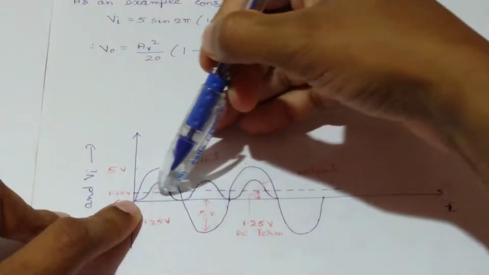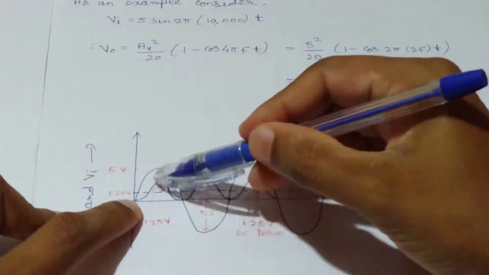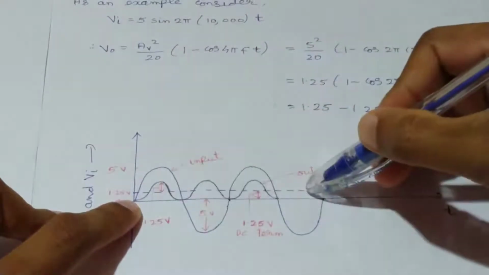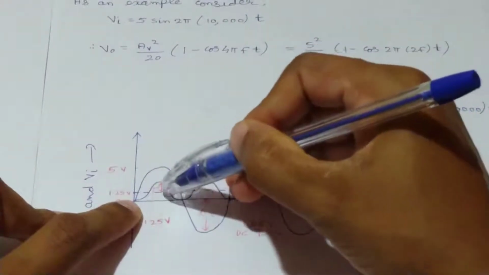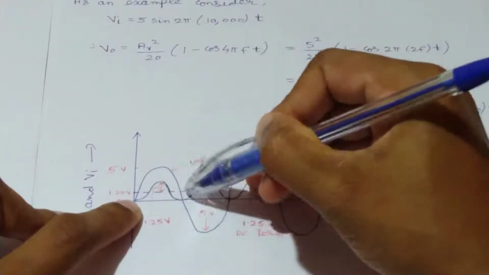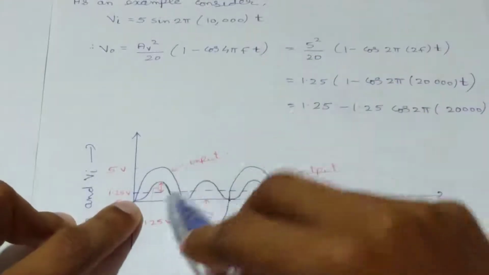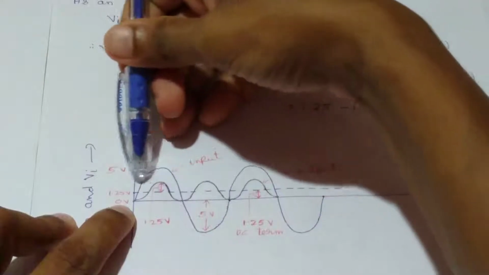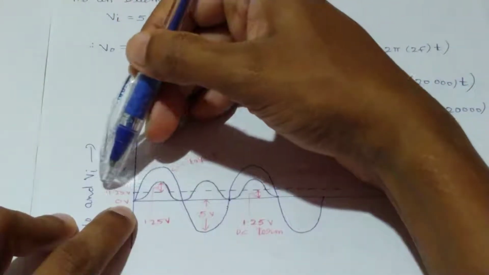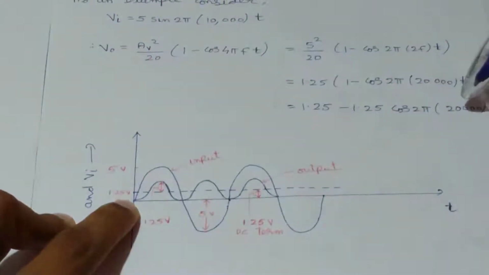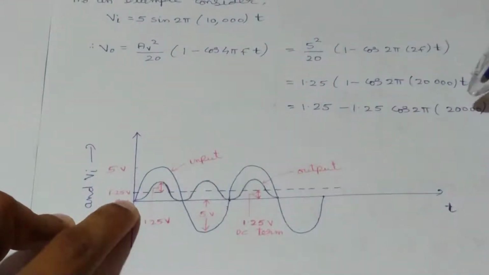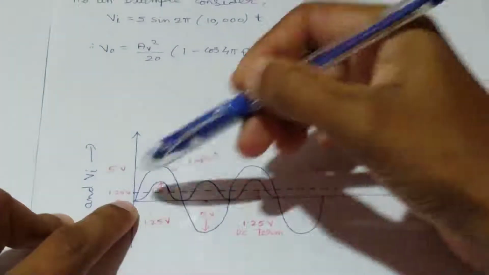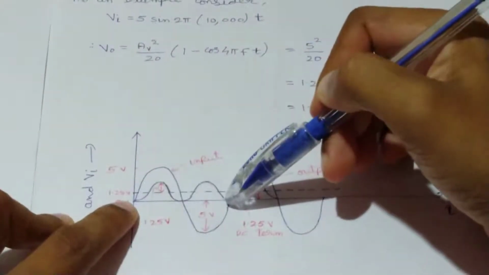So this is our DC line, so its positive peak will be 1.25 volt above this DC line, and its negative peak will be 1.25 below this DC line. So this negative peak will be at 0 and this positive peak will be at 2 times 1.25 volt, and the frequency of this cosine signal is 20 kilohertz. Hence within one cycle of the input signal we need to plot 2 cycles of the output signal.